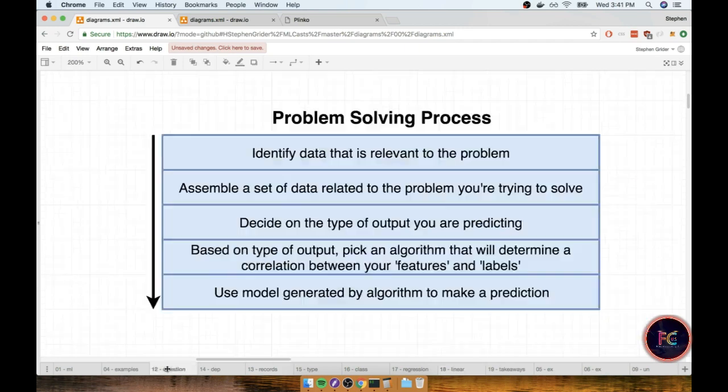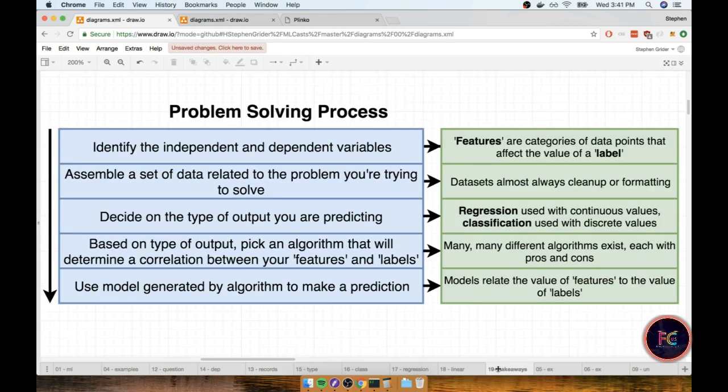Okay, so that's it. That is a walkthrough of a very simple, very straightforward machine learning problem. Now, I want to very quickly give a couple of takeaways here, or just some important things I want you to understand at this point. A couple of things from each step right here. The very first thing we did was identify our independent variables, the things that relate together to make some information available about our problem. We used the word features to refer to categories of data points that affect the value of our output. And we called that output a label.